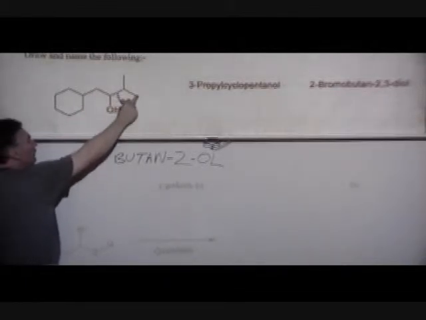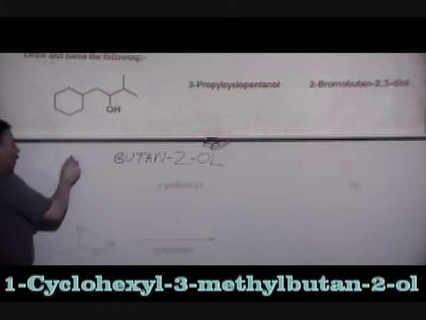We want to then describe the branches which are on this molecule. There's a cyclohexyl branch, that's on carbon number 1. There's also a methyl branch, and that's on carbon number 3. So we'll list them alphabetically. So it's going to be C for cyclohexyl before M for methyl. So 1-cyclohexyl-3-methylbutan-2-ol.